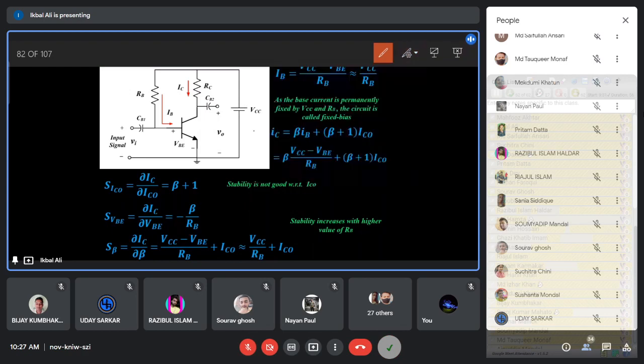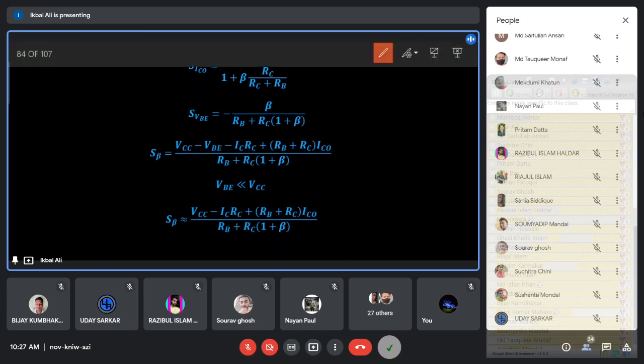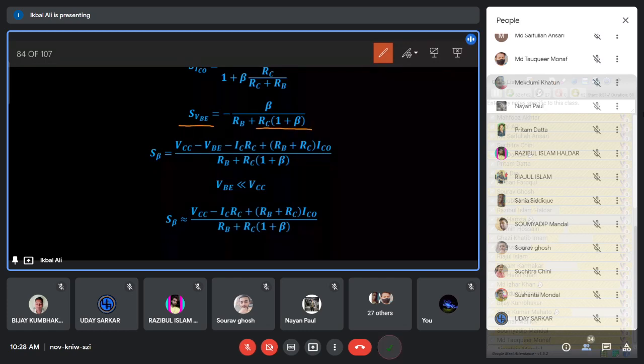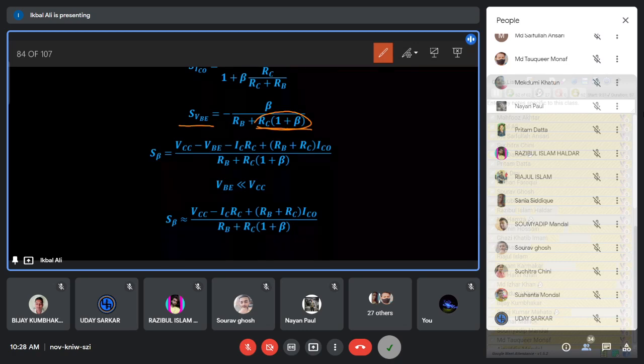But in the case of the collector to base bias, you can see the expression we have calculated for SVBE. It is minus beta by RB plus RC into 1 plus beta, whereas for the fixed bias it is minus beta by RB. Due to this term, the denominator is larger, and the value of this SVBE is less than the fixed bias circuit. So this will actually improve the stability with respect to VBE as well.